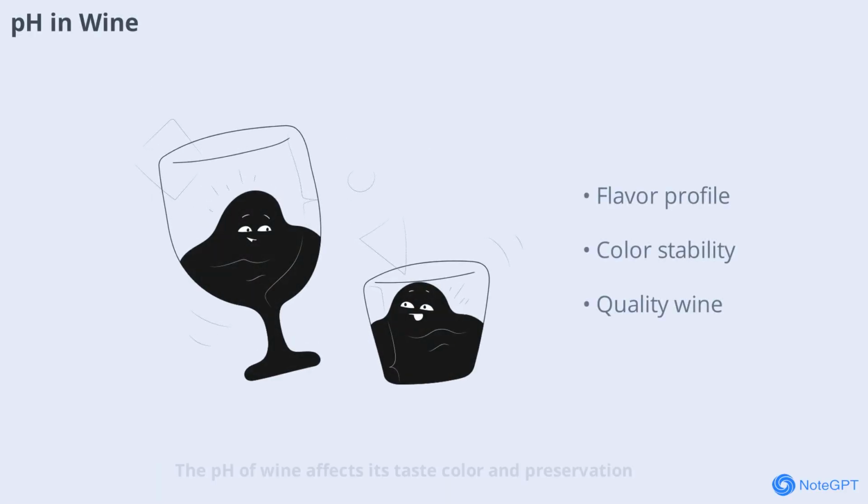The pH of wine affects its taste, color, and preservation. Winemakers monitor and adjust pH to create the desired flavor profile and ensure stability. Wines with lower pH are more acidic and tend to taste crisp, while higher pH wines are softer. Understanding pH is key to producing high-quality wine.